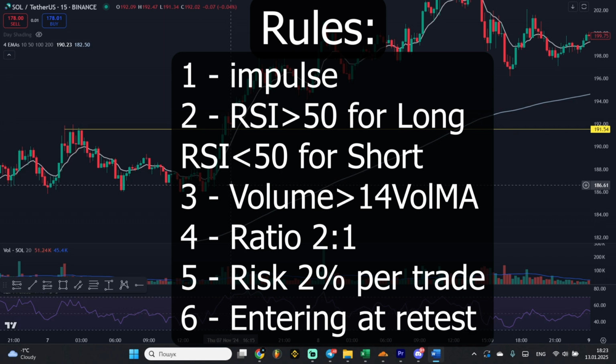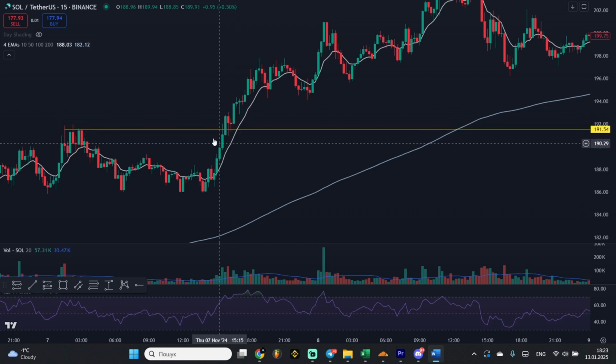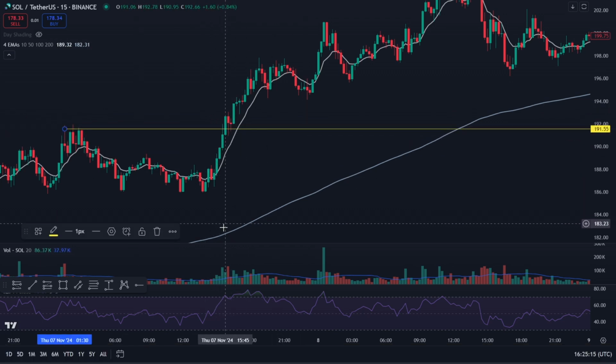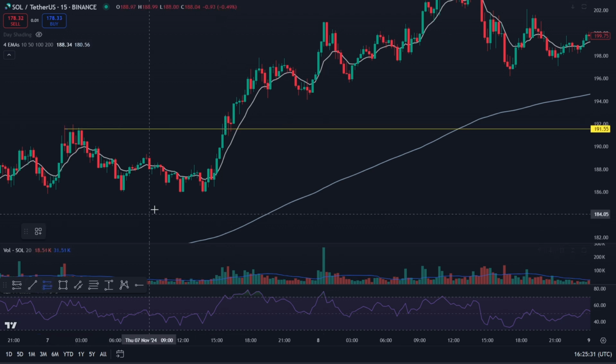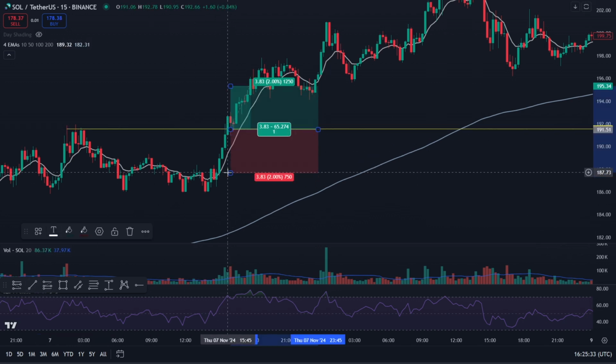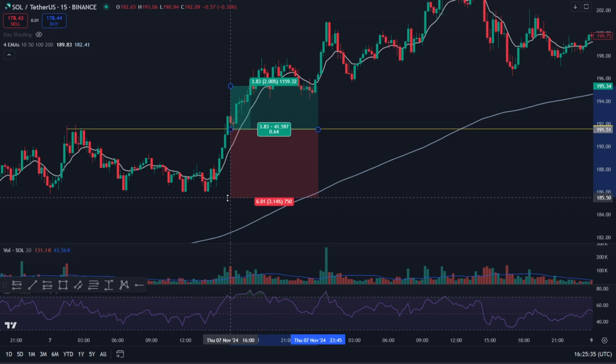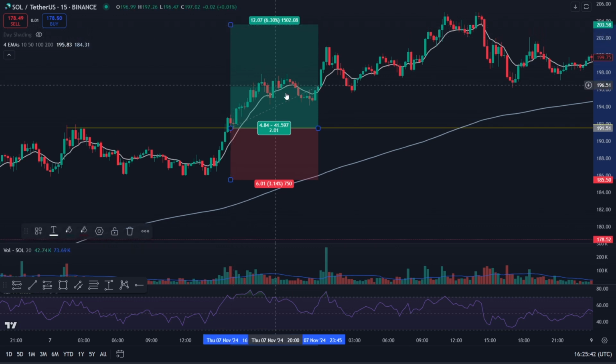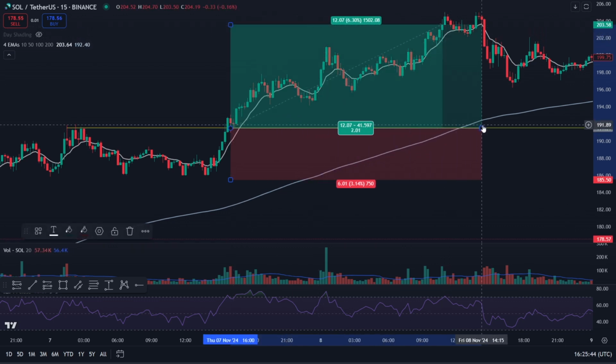Let me show you. As you can see here, we have an impulse bullish candle that broke previous level right here. RSI is 72, which is above 50, and volume is also above the volume moving average. Our rules are respected, so we are going to open a long position right here at the retest. We're going to place a stop loss at the recent swing low and target 2-to-1 ratio. As you can see, that would be a winning trade, vice versa for short.